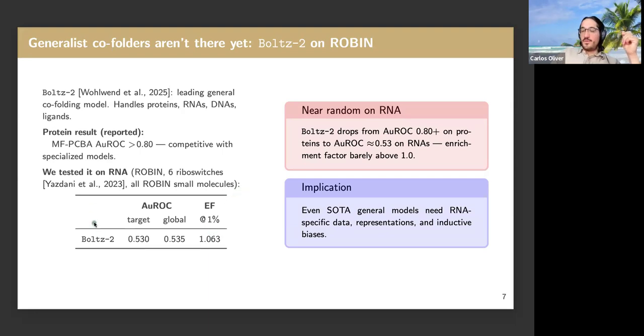And you can use that confidence score to screen libraries of small molecules. So we applied Boltz-2, which was a breakthrough model on the protein side of things, where it was getting roughly 80% accuracy in detecting the native small molecule. On the RNA side, we're basically as good as random. So this is very concerning. Like I said, it means that generic tools are not working well, so we need to develop specialized ones.